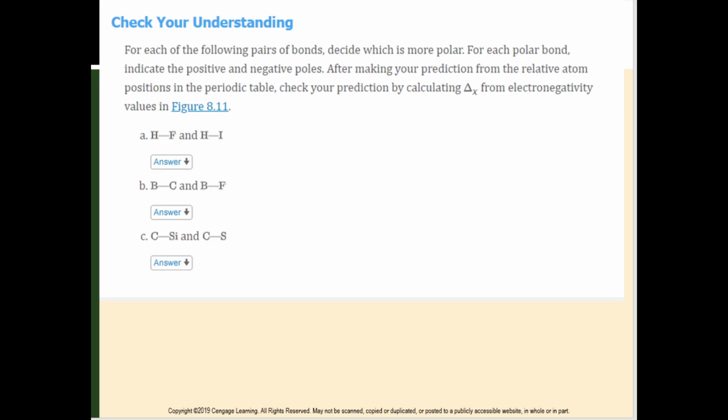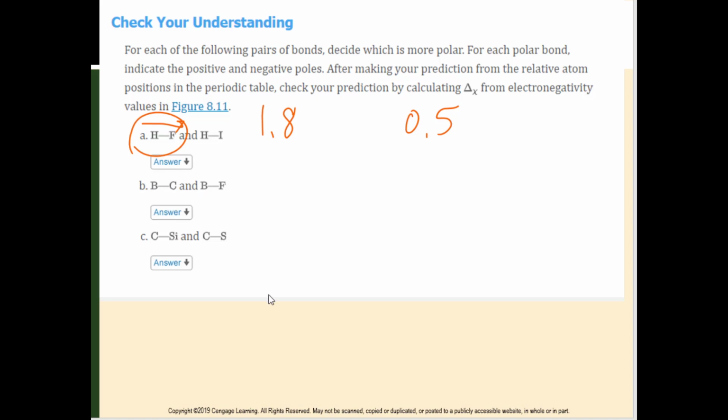Okay, so looking at the first two, letter A, HF has a greater electronegativity difference of 1.8, versus HI's electronegativity difference of only 0.5. And fluorine has the greater electronegativity, so my F would be the more negative end of that polar molecule.